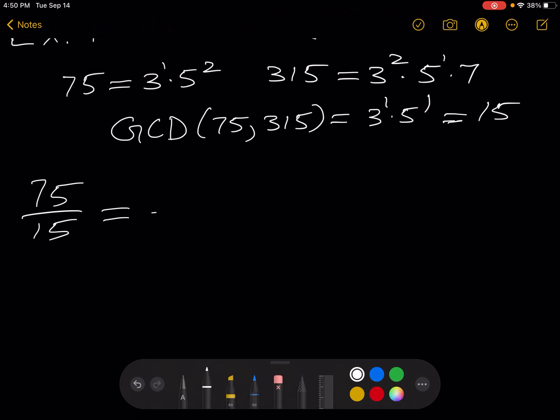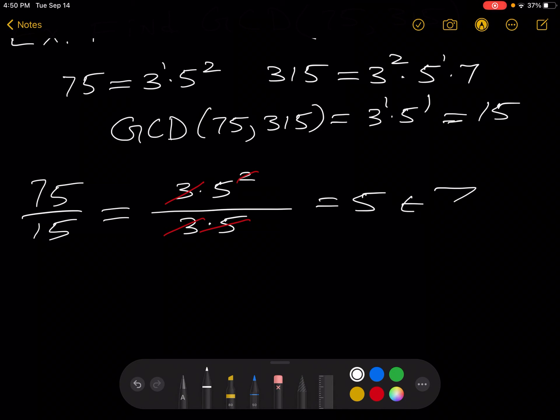So now, writing out the prime factorization of 75, from above we know that's 3 times 5 squared. And 15 is 3 times 5. Now doing a little canceling, we see that doing this math, we get 5, which is in fact an integer.